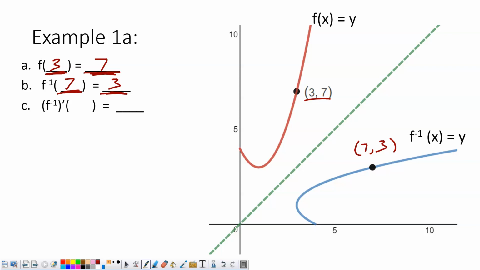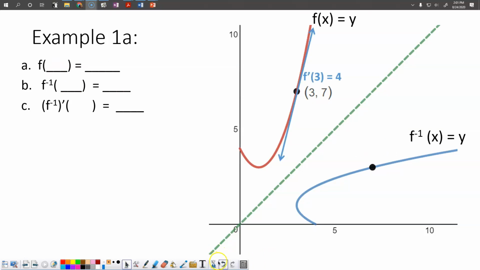Now, before you can do part C, I have to tell you something about A. I don't know if I did this or not. Let me see. And yes, I did remember to do this. My numbers got off balance. There we go. Okay. So I drew a tangent line here at the point (3, 7) on the f function. And then I wrote up here that the derivative of f at x equals 3 is 4. Okay?